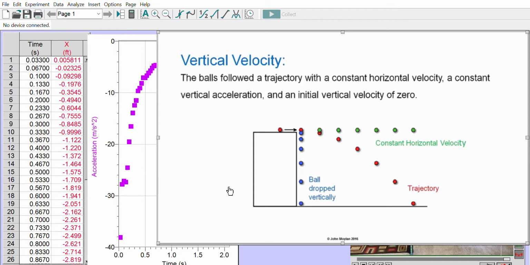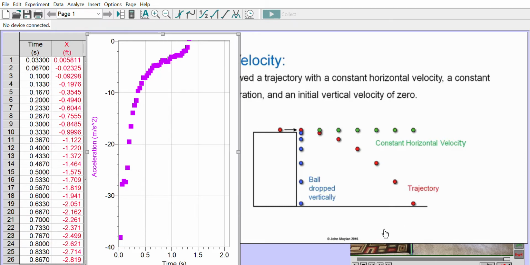And Galileo, by making precise measurements, was able to determine that the vertical displacement of a falling body was related to the square of the time, which we use in our calculations as s equals 1/2 g t squared. And so the green ones show the horizontal velocity, the blue ball shows a constant vertical acceleration, and the red ball shows the trajectory. So now let's go to our analysis of my video.